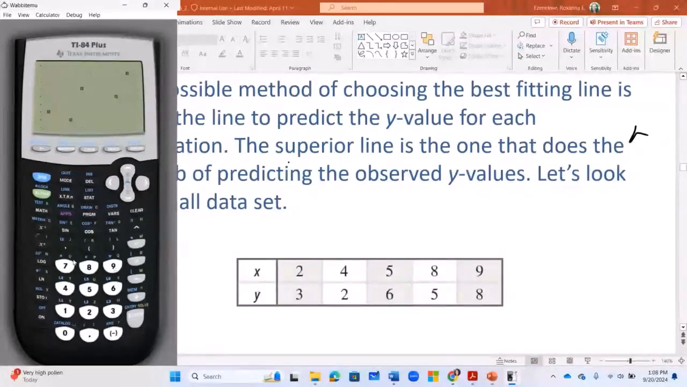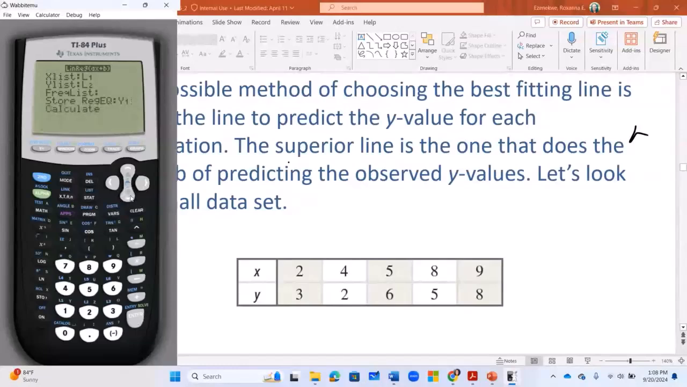So the next thing I want to do is put a regression line on it. So start, arrow to calc, select number 4, because I need linear regression. My L1 is my predictor variable. My L2 is my response variable. The frequency is 0. Linear regression, I want the equation in Y1. So vars, Y vars, function Y1.